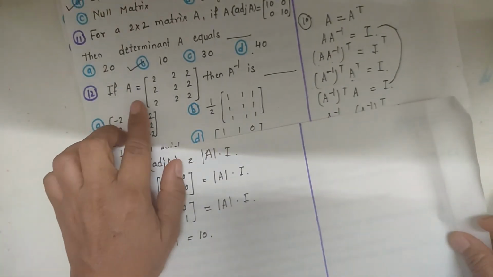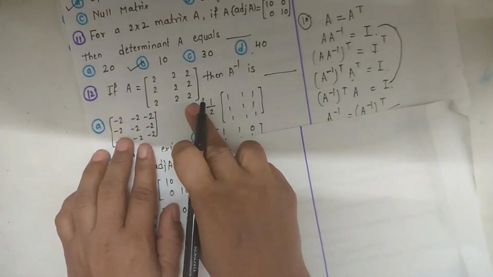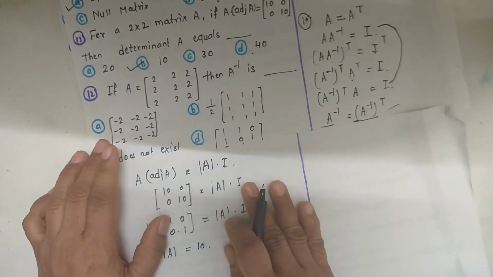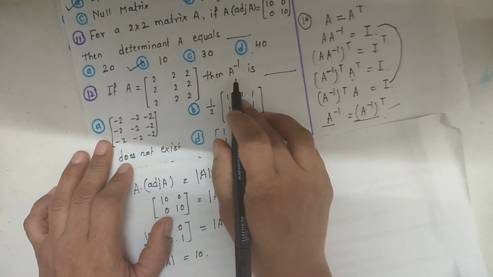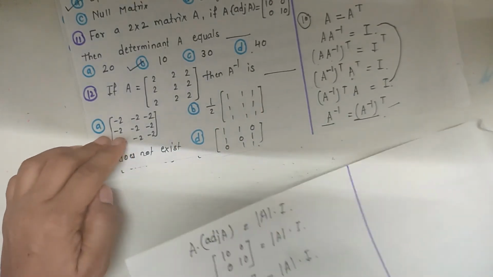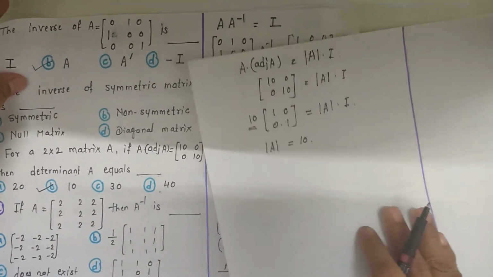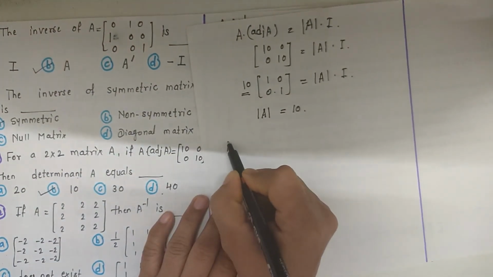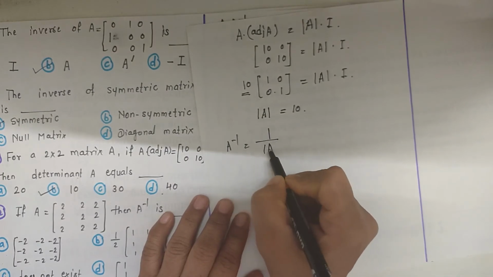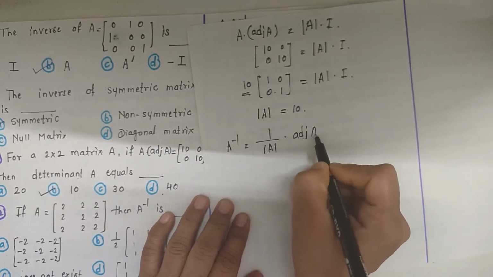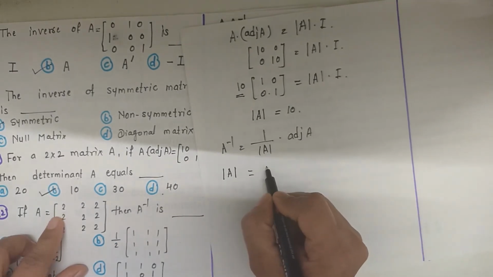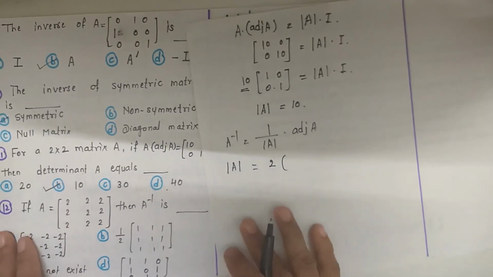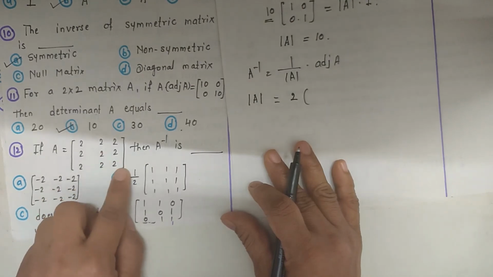Now next example: if A is equal to this matrix, then A inverse is. A is given, and we have to find the value of A inverse. By formula, we know that A inverse is obtained by using 1 upon determinant A into adjoint A. So first find out the value of determinant A. Determinant A can be found by using expansion, 2 into cross multiplication of this determinant.